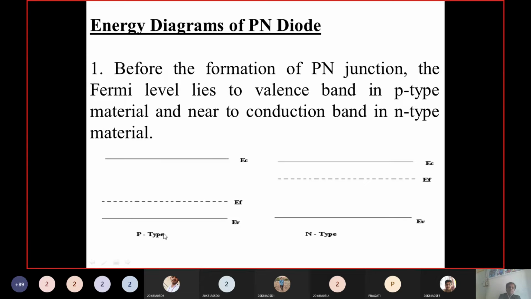If you observe, this is the P-type material. Before formation of PN junction, if you take the P-type material, the Fermi level will be nearer to the valence band. Similarly, if you take the N-type material, the Fermi level will be nearer to the conduction band. This is before formation of the PN junction diode.